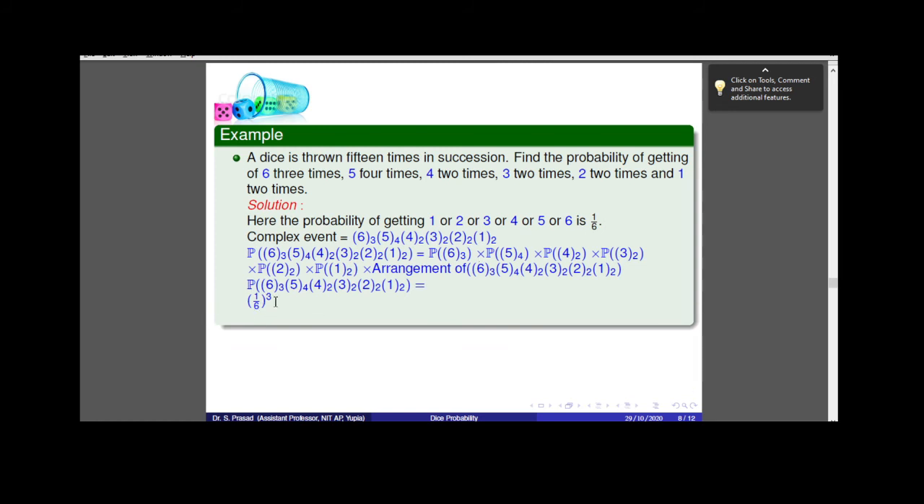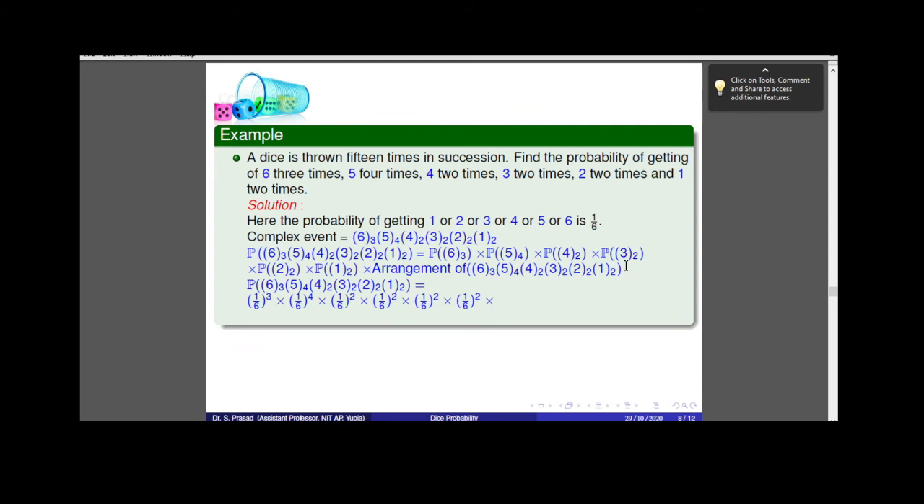so we write 1 by 6 to the power 3, into the probability of getting 5, which is 1 by 6 to the power 4. Next, the probability of 4 is 1 by 6 to the power 2, because 4 occurs 2 times. Similarly, 3 occurs 2 times, so 1 by 6 to the power 2. 2 occurs 2 times, probability 1 by 6 to the power 2, and 1 occurs 2 times, so 1 by 6 to the power 2, into the arrangement.